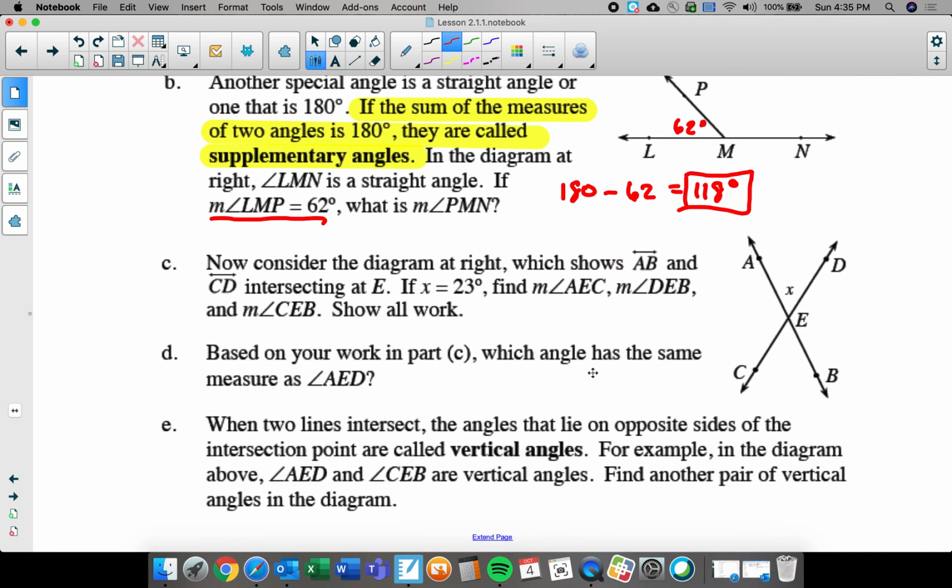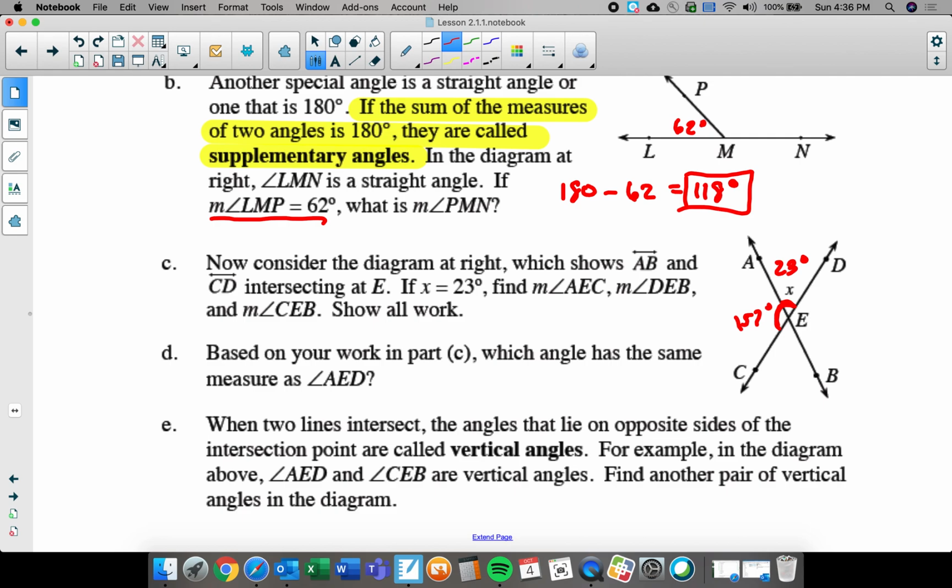In part C, it says now consider the diagram at right, which shows line AB and line CD intersecting at E. They say if x equals 23 degrees, find the measure of angle AEC, DEB, and CEB. Basically, find the other three angles. If this angle's 23, then I can find the rest, because if I put this whole thing together, it's going to add up to a straight angle at 180 degrees. Those two are supplementary. So if I take 180 minus the 23 that I already have, this angle will be 157 degrees.